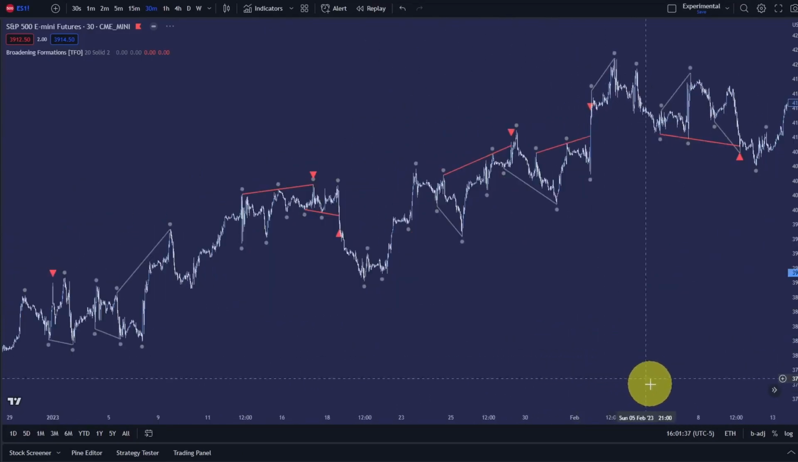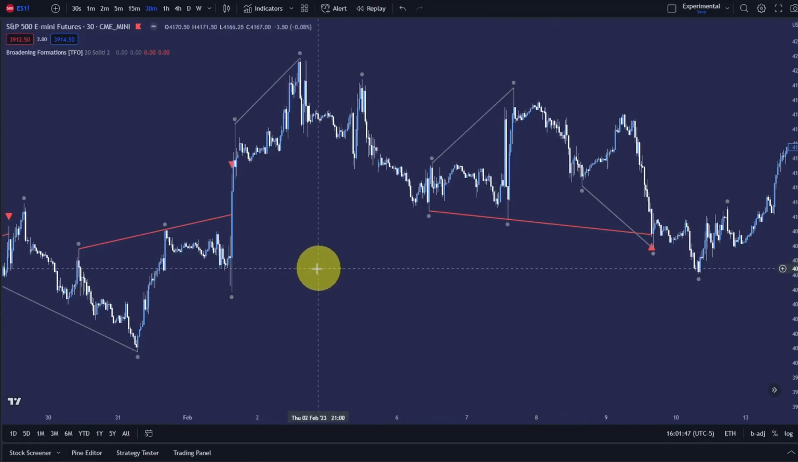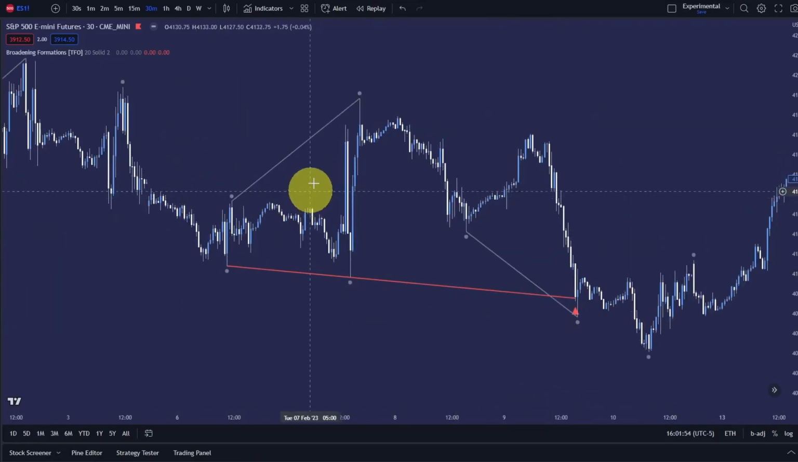Now, even if you trade ICT and don't care about the Strat, I think to some extent this can still be a helpful tool, because with a broadening range, you're taking liquidity on both sides. So you have a sweep of highs and a sweep of lows right here, and inevitably you're going to have to expand one side of the range.